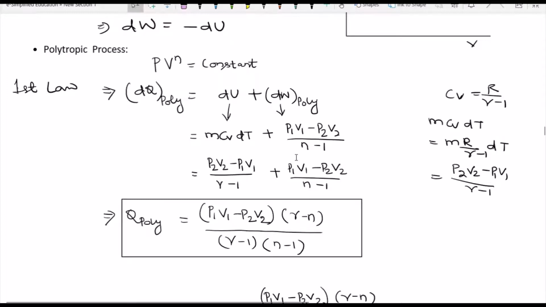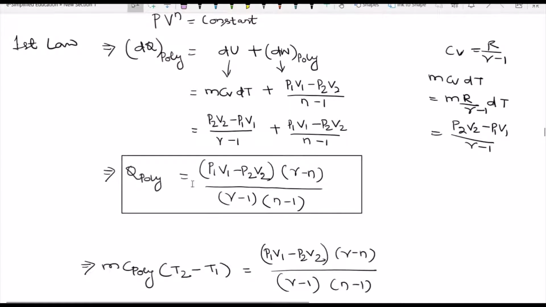If I take the LCM, I get the final expression like this. For the polytropic process, the heat transfer will be P1V1 minus P2V2 whole into gamma minus n divided by gamma minus 1 into n minus 1. So this formula is used for the heat transfer of the polytropic process.